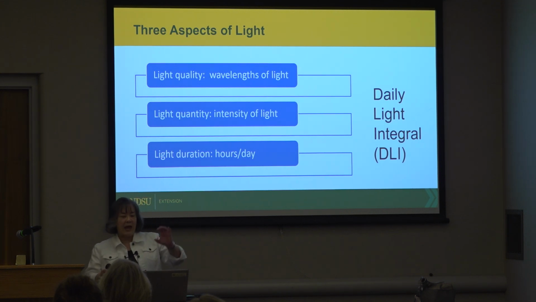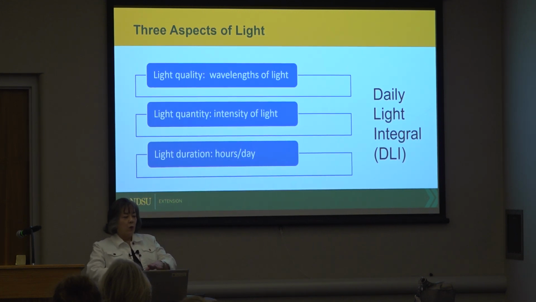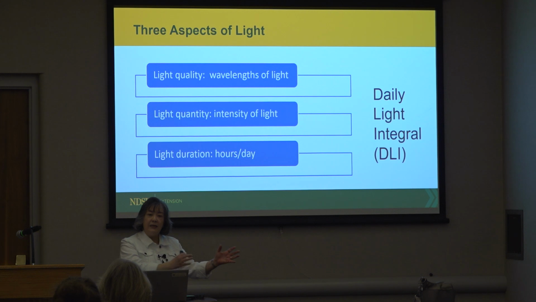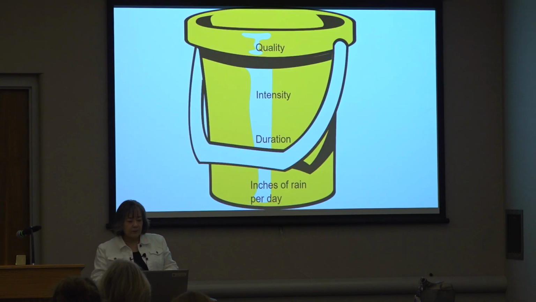So we're going to handle 3 aspects of light. First, light quality, so the color of those wavelengths of light. We're going to discuss the intensity of light that is falling on your plants, and then how long you should have the lights on. And all of that is going to equal the daily light integral.